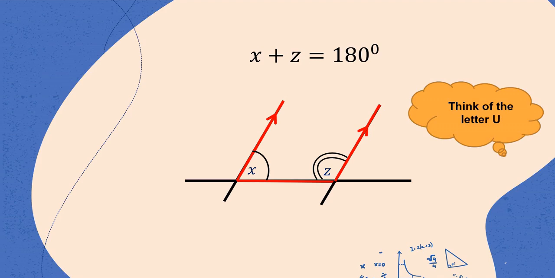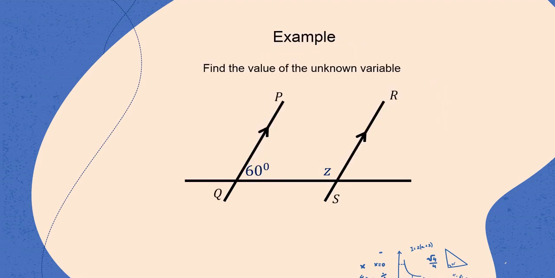It can be lying on its side, it can be flipped, as long as you can see some type of U shape. But very important, the two lines need to always be parallel to each other, because this is all about angles on parallel lines. So time for an example.